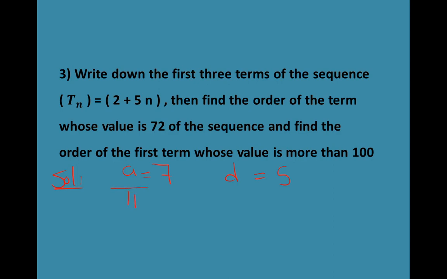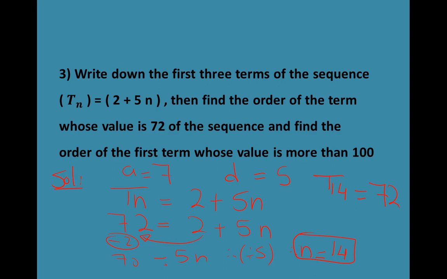I can use the general term rule of this sequence directly. Here the term equals 72, so 2 plus 5 multiplied by n. I'll transfer 2 to the left hand side. Therefore 70 equals 5n. Then I'll divide by 5. Therefore n equals 70 divided by 5 equals 14. N equals 14. Therefore T14 equals 72. The order of the term 72 is the 14th term.